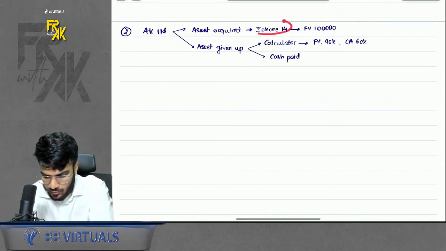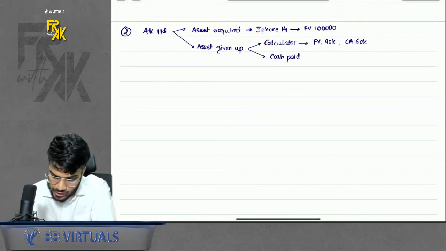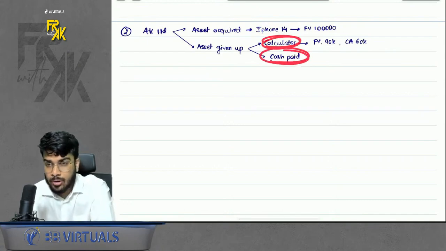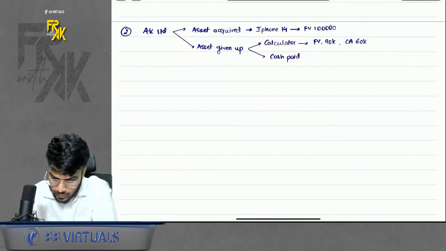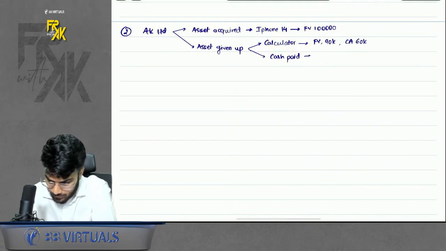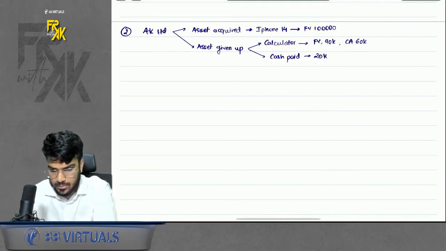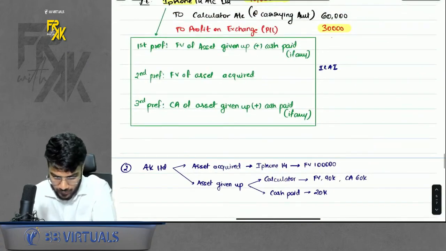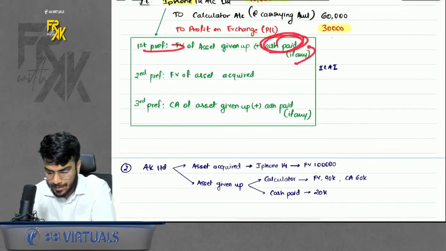So basically, what we did was we acquired an iPhone. In exchange, we gave one calculator and we also gave some cash, right? So how much was the cash paid? It was, let's say, 20,000, right? So now we will try to understand what is the meaning of this cash paid, if any.